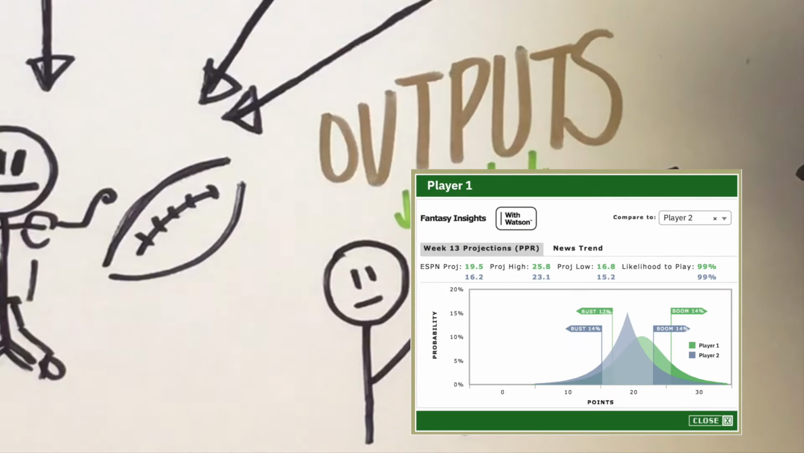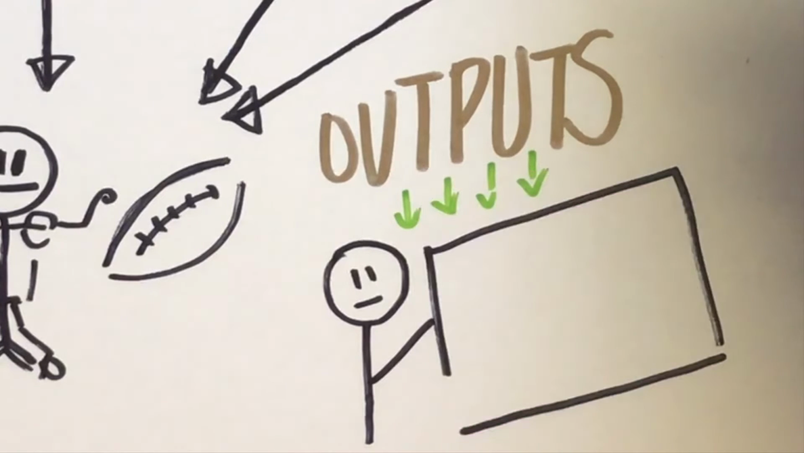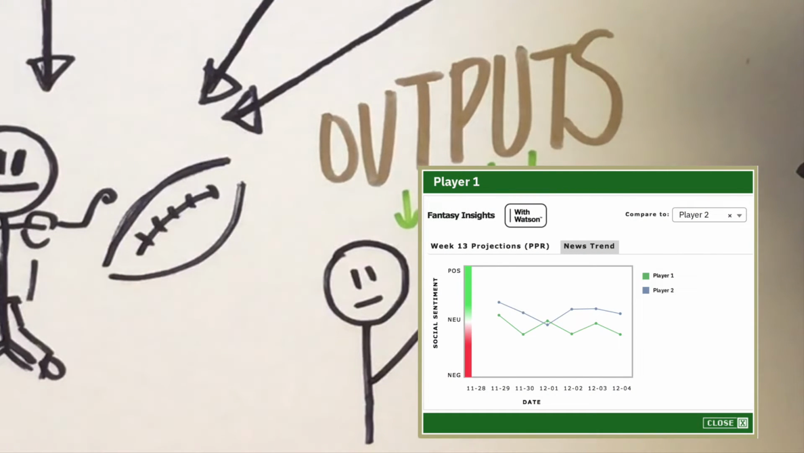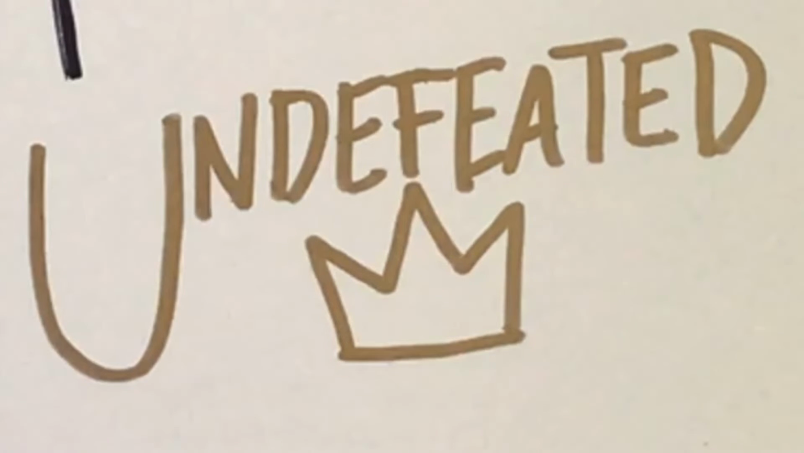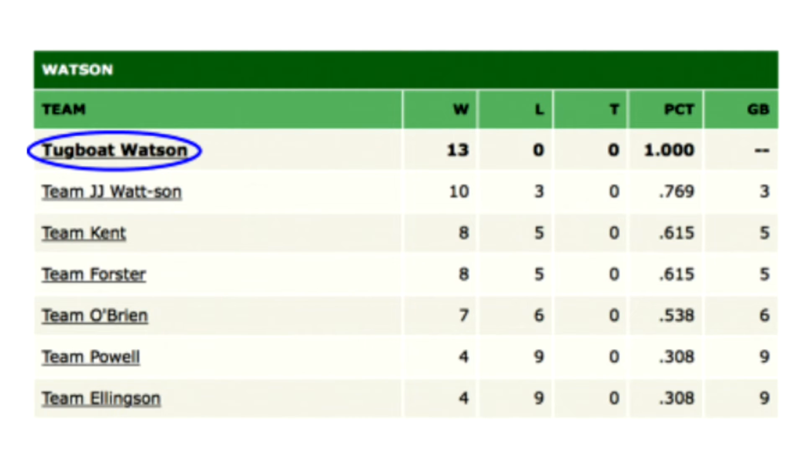Players can also be compared. In the graph, you can see that player 1 is more likely to score better than player 2. There is also a news trend tab, which shows that the players are in a positive, neutral, or negative light in regards to the media. Using IBM Watson, trial tests have shown to have undefeated scores during the ESPN fantasy football season.